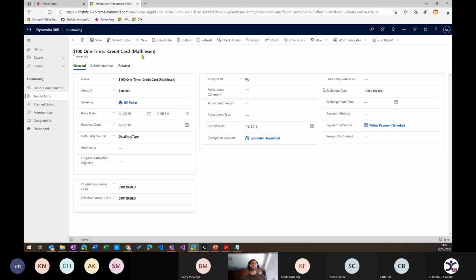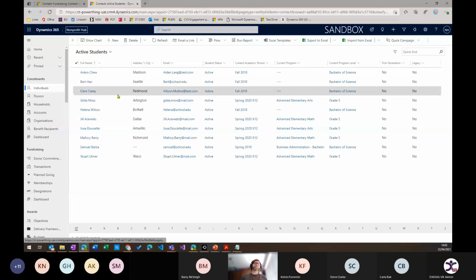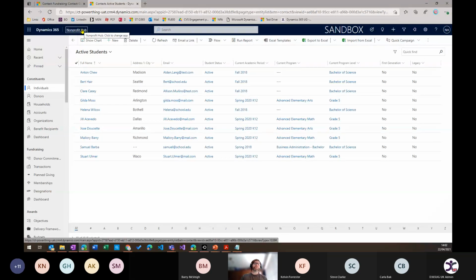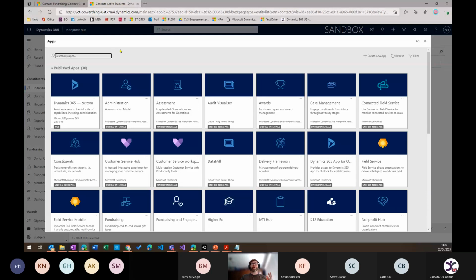So for that reason, I'm not going to concentrate too much on the non-profit accelerator. I'm going to flip over to the fundraising and engagement because I feel that's got a bit more meat on the bone, as far as being able to see how a business could pick up and use this. If I head over to fundraising and engagement and install this into Dynamics, I get slightly fewer apps that are actually relevant.